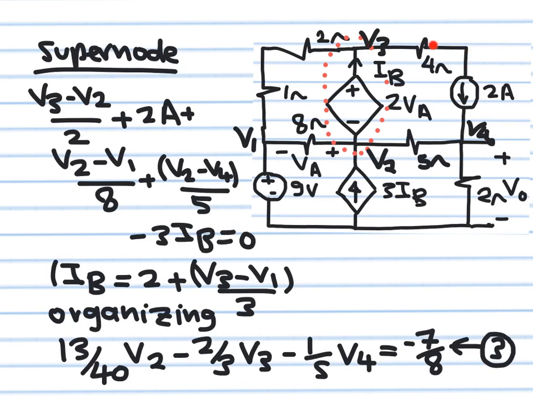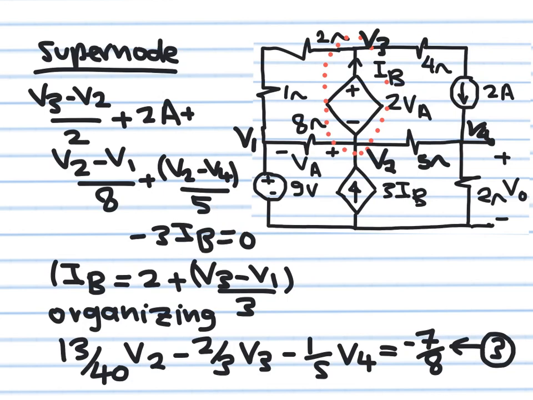IB is equal to this current plus this current. This current is 2 amperes. This current is (V3 minus V1) over 3. So this is what I used here: IB is equal to 2 plus (V3 minus V1) over 3. So this current IB, which is a controlling current, is equal to this current, which is 2, plus this current, which is (V3 minus V1) over 3 ohm. So I took this and I substituted into this equation. I will obtain only one equation in V1, V2, V3, and V4.